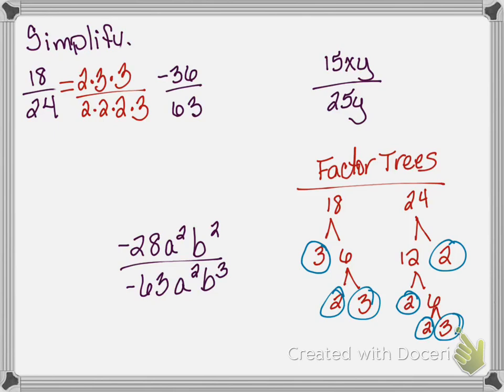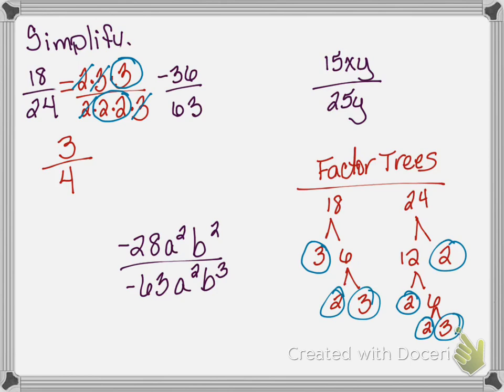Now, if it's on the top and if it's on the bottom, I can mark it out. So I have a 2 on the top and a 2 on the bottom, so I'm going to cancel that out. Then I have a 3 on the top and a 3 on the bottom, so I can cancel that out. So I'm left with 3 over 2 times 2. So my final answer here is 3 over 4.